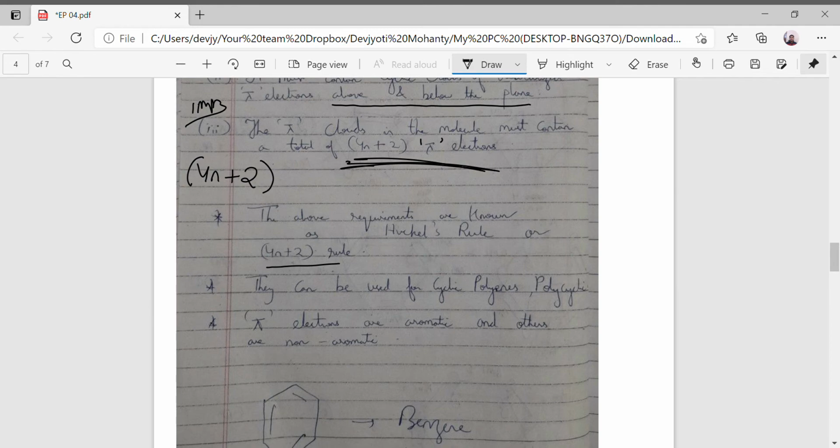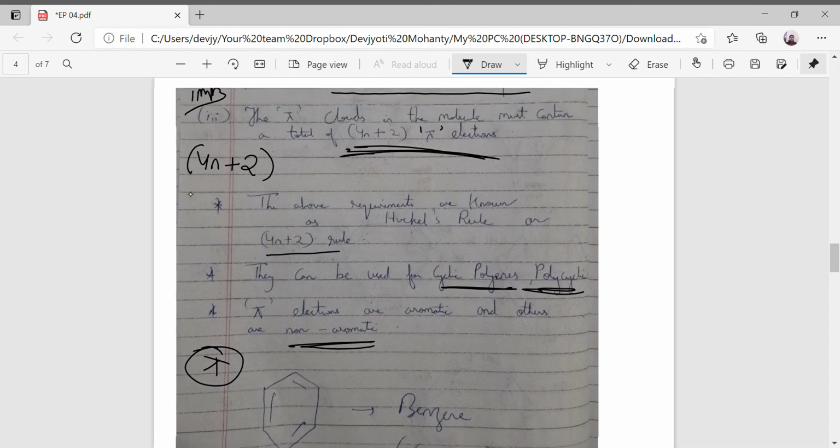What I will repeat, okay? So the above requirement is for Huckel's rule. Huckel's rule is also known as the 4n plus 2 rule, and it can be used for cyclic polyenes and polycyclic compounds. Those that have 4n plus 2 pi electrons are aromatic, and those that do not are non-aromatic.